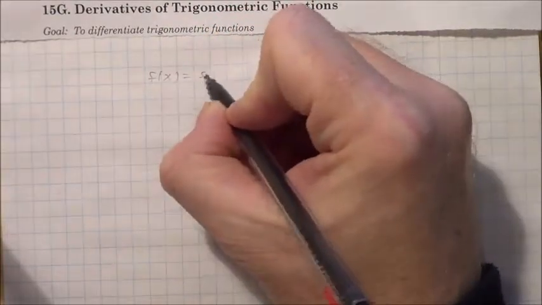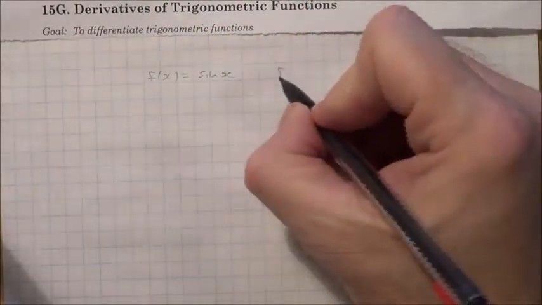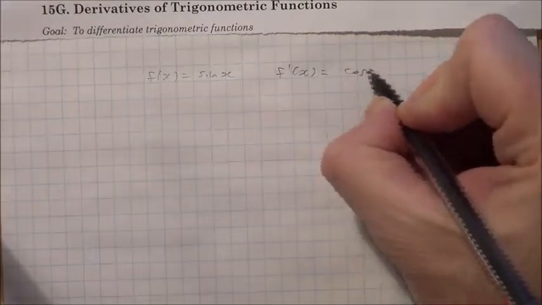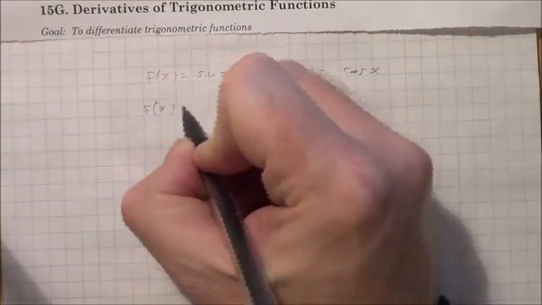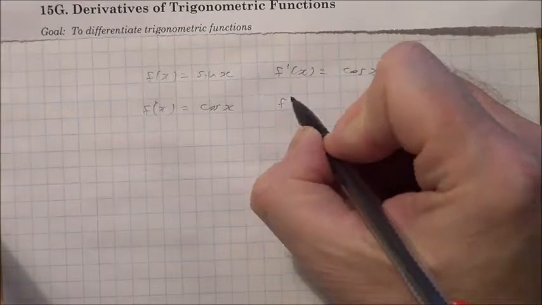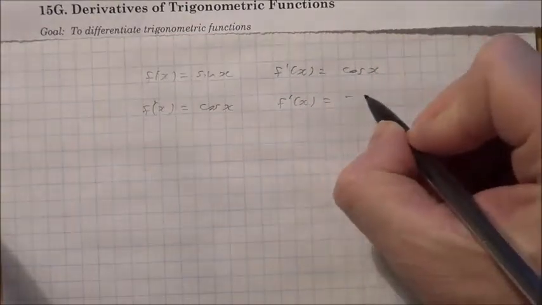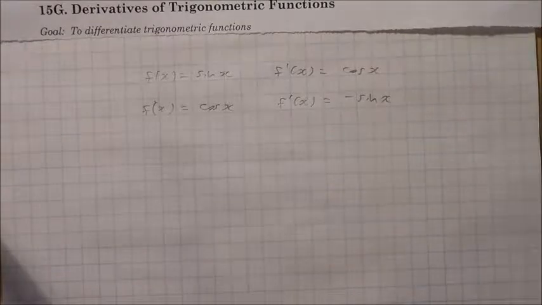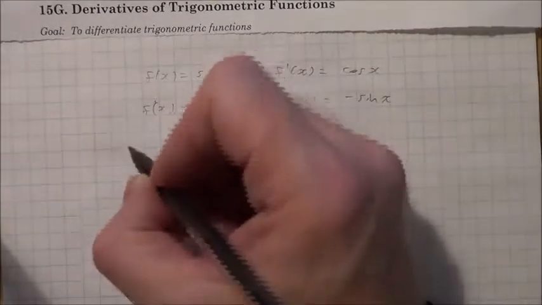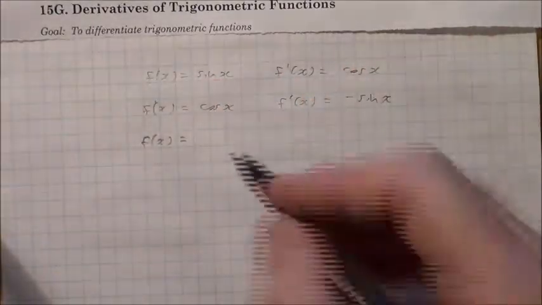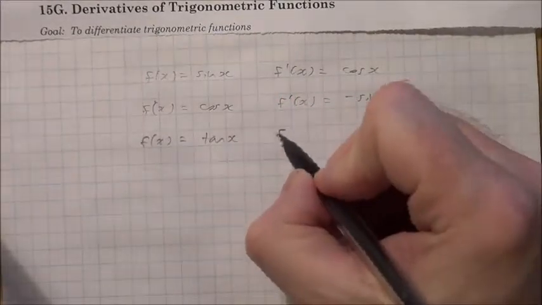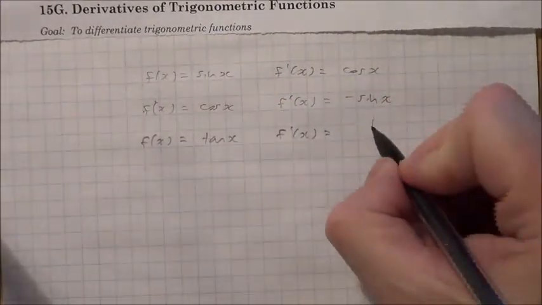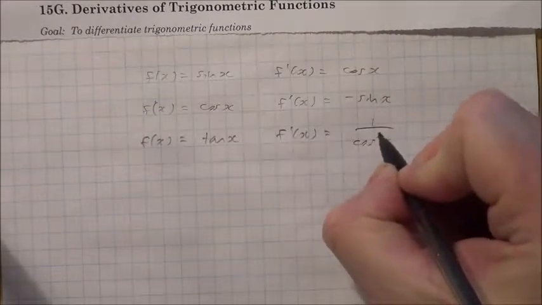So what we just learned is that if f of x is sine x, that means that f prime of x is cosine x. Also, if f of x is cosine x, the derivative, or the gradient function f prime of x, is negative sine x. And if we were to extend all these concepts, if f of x equals tangent of x, then f prime of x, the gradient function, is actually 1 over the cosine squared x.